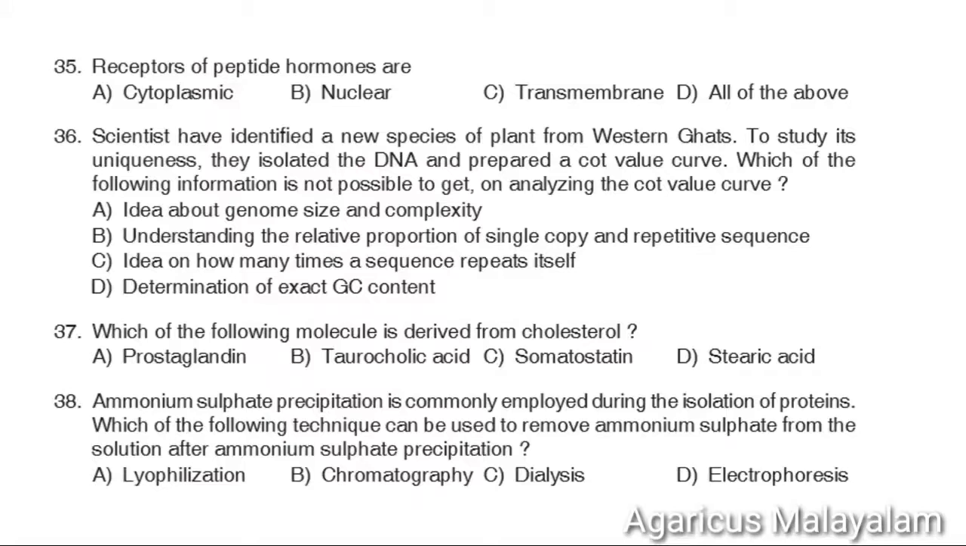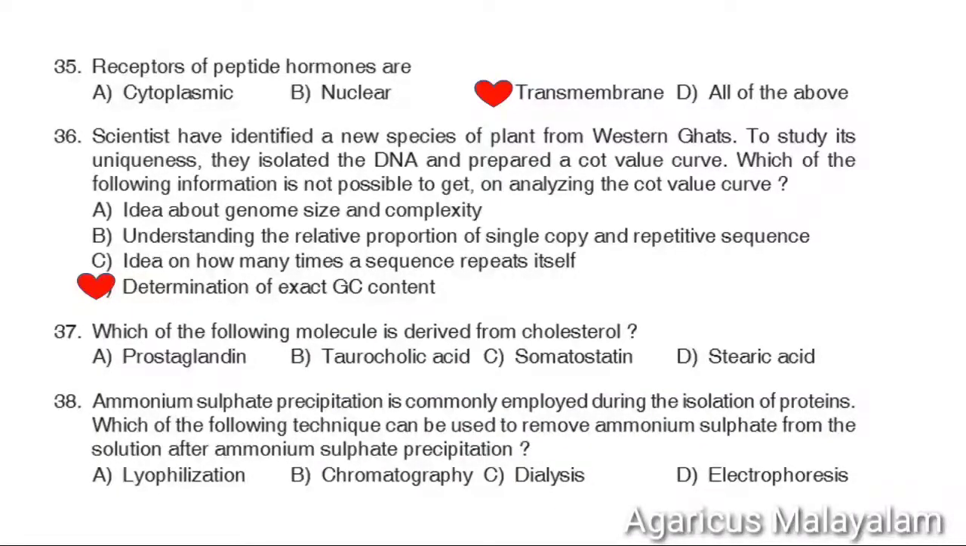35. Receptors of peptide hormones are. Correct answer is option C, transmembrane. 36. Scientists have identified a new species of a plant from Western Ghats. To study its uniqueness, they isolated the DNA and prepared a COT value curve. Which of the following information is not possible to get on analyzing the COT value curve? Correct answer is option D, determination of exact GC content.